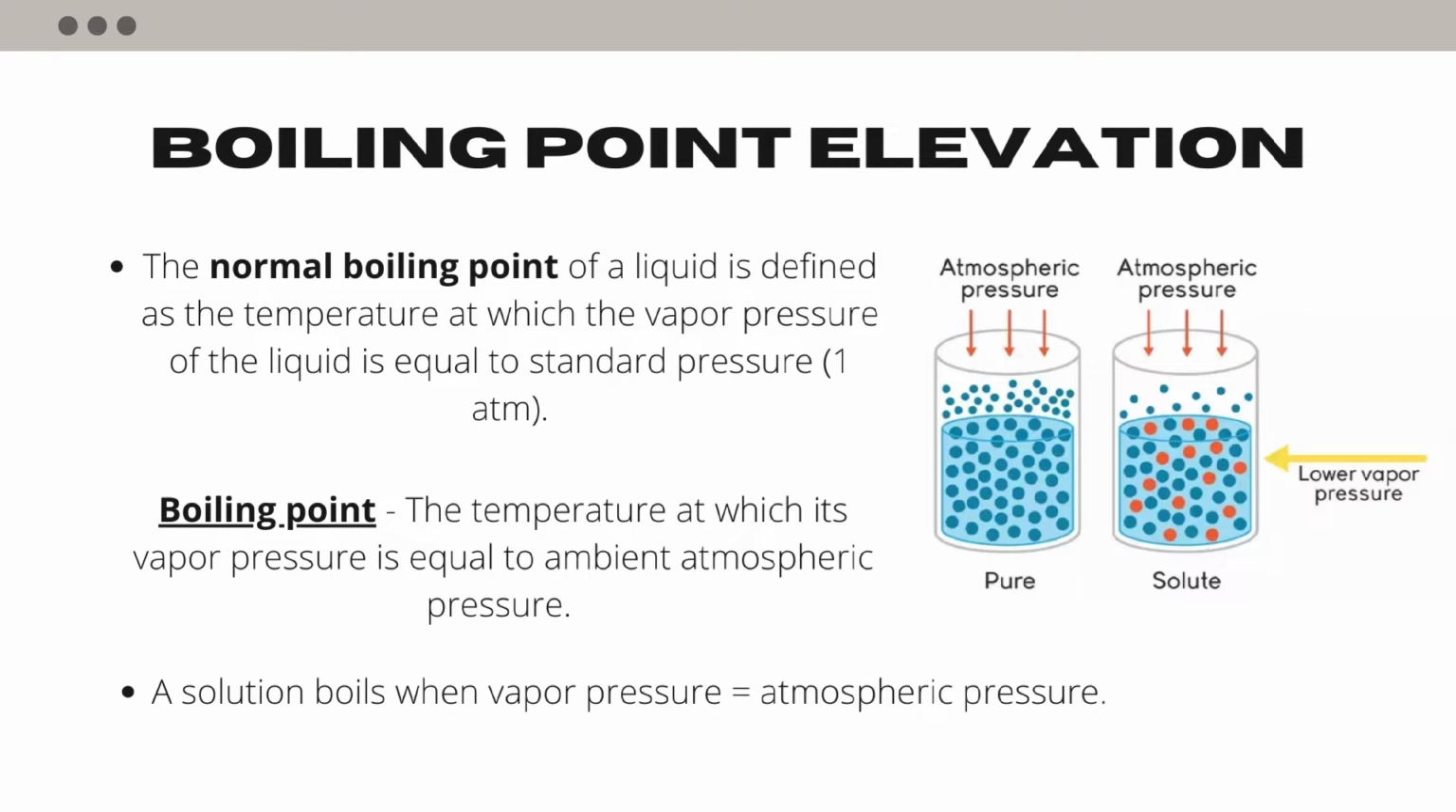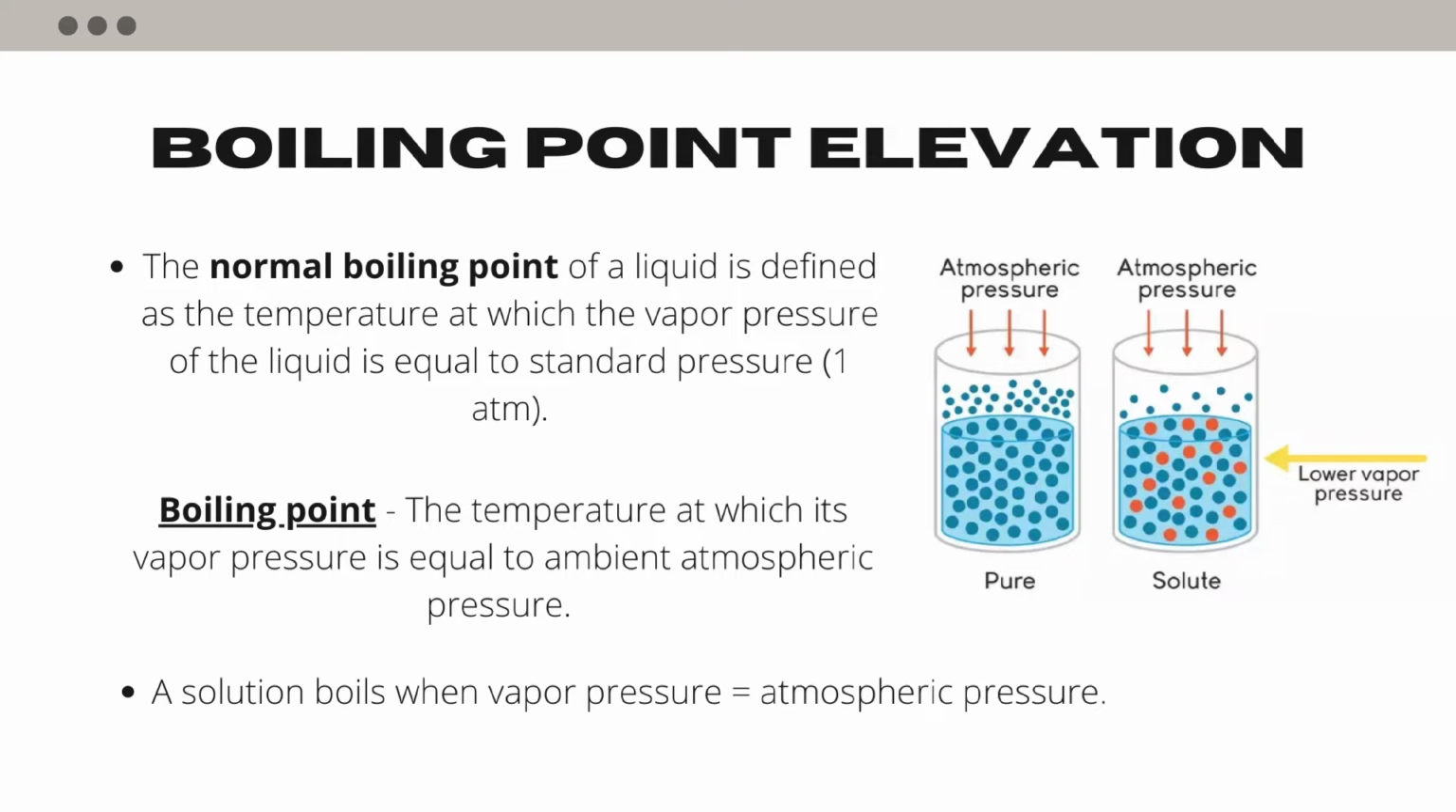Next is boiling point elevation. The normal boiling point of a liquid is defined as the temperature at which the vapor pressure of the liquid is equal to the standard pressure, or 1 atm. If we change the external pressure from 1 atm to lower or higher, the boiling point changes as well. The boiling point is then simply the temperature at which the vapor pressure of the solvent equals the pressure of the surroundings.